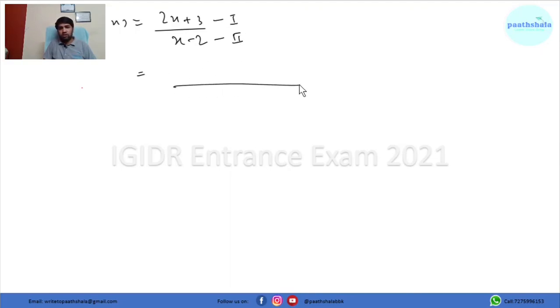As the quotient rule says, second function whole square, so here (x minus 2) whole square, and then write the second function, then differentiate the first function. So the differentiation of 2x plus 3 will be 2 plus 0, as the differentiation of 2x will be 2 and the differentiation of 3, which is a constant function, will be 0. Now we have to write the first function, then differentiate the second function. So the differentiation of the second function will be 1 minus 0.